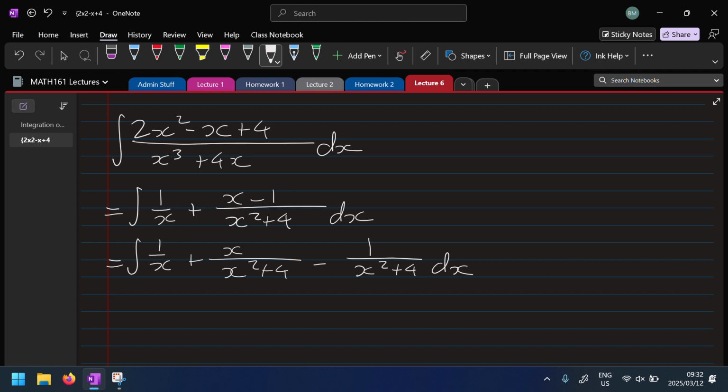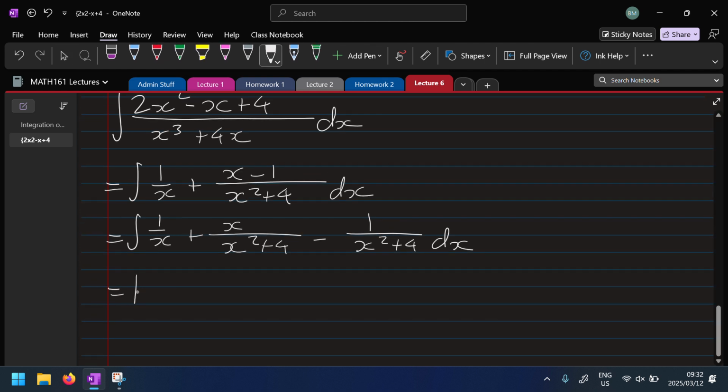So let's go through it again. 1 over x, that's the natural log, easy. If we let u be the bottom, du is 2x, that takes care of the top, easy. 1 over x squared plus a squared, that's arctan, easy. If you didn't think any of those were easy, please go back to the previous methods. At this stage, you should just be putting the answers right away.